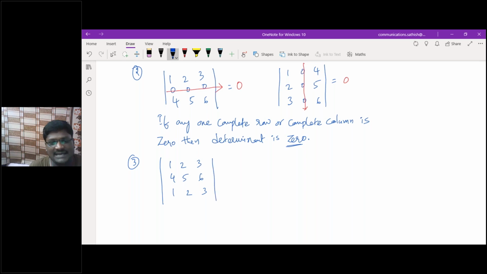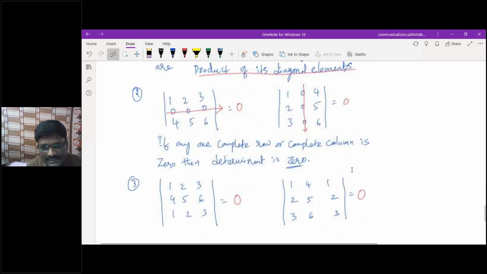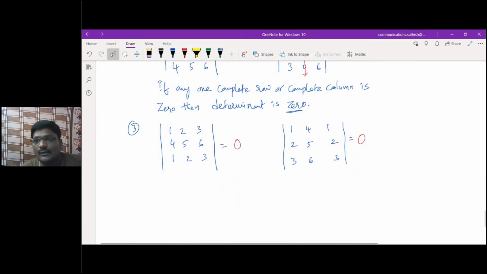Give me the determinant for this matrix. What's the determinant for this matrix? Again, it is 0, sir. This also 0. Why is it 0? Same elements are repeated, sir.